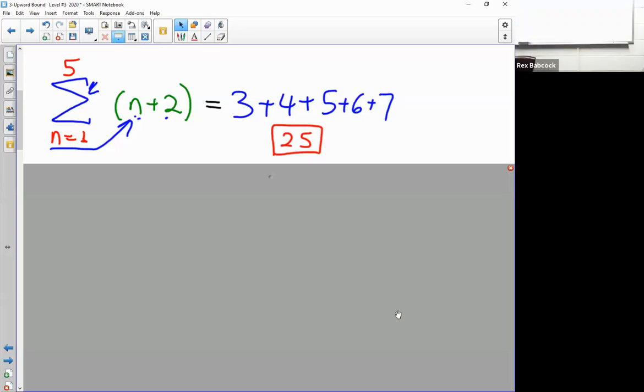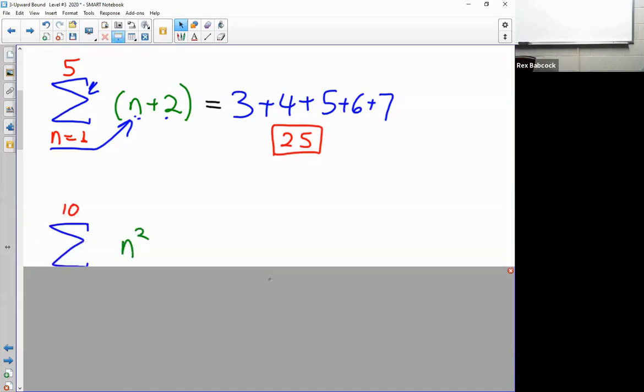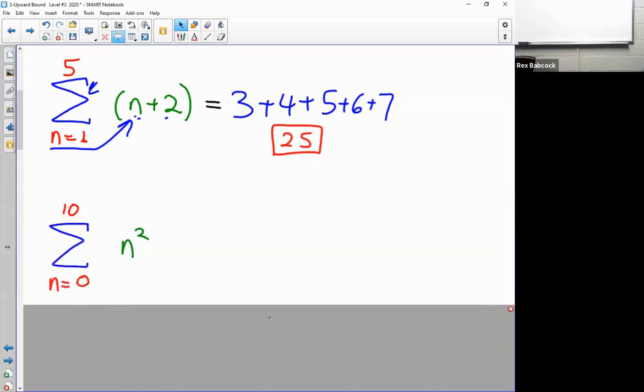So that's the first thing, sigma. Let's take a look at another one. See if you can do that one, with or without a calculator. Let's take about 30 seconds to a minute, 45 seconds, and see if you can do that.